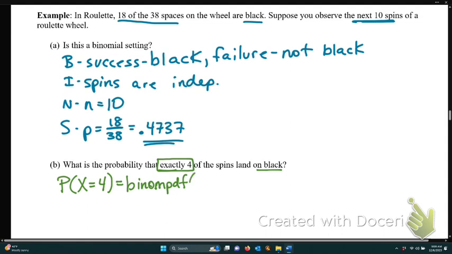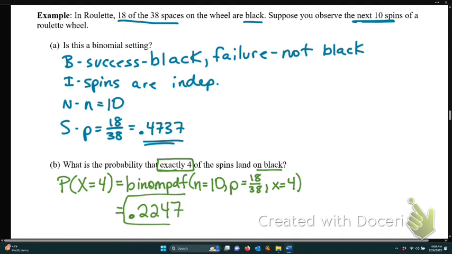Binomial PDF. What does n equal? Number of trials. N is 10. What does p equal? Probability of success. By the way, you can put 18 over 38 in your calculator. What is X? What is the number of successes we're wanting? 4. Very good. You plug that in, hit enter, and boom, you have an answer. It is 0.2247.